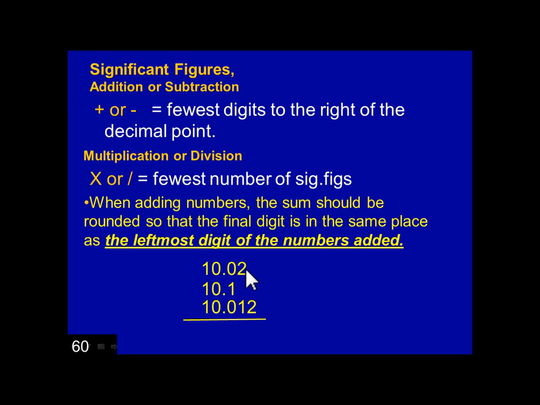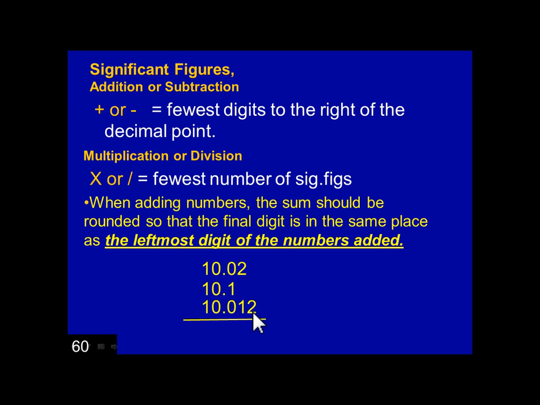The first number has a leftmost digit over here. The second number has a more leftmost digit. This is more to the left than the 2. So when you're adding numbers, the sum is rounded so the final digit in your answer is in the same place as the leftmost digit of the numbers added.